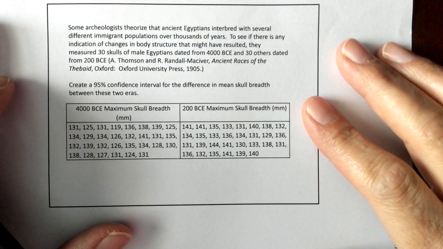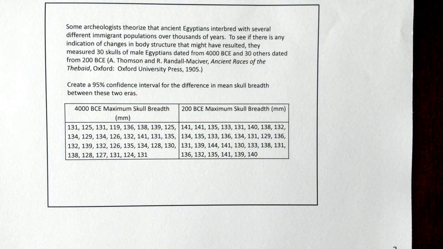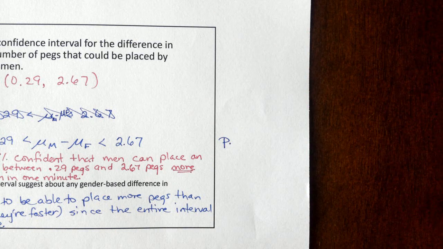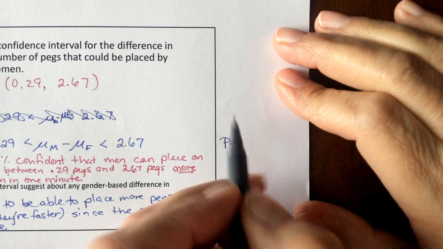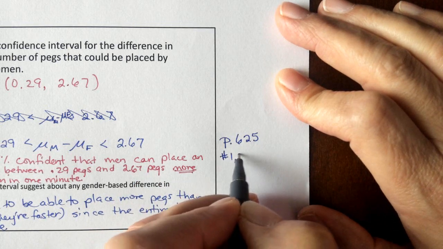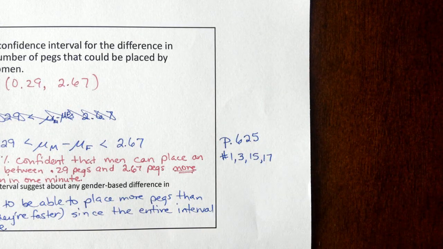Okay, and so that leaves us with one hypothesis test to run. So this is going to be the work that we start the next time. There isn't a homework assignment in your PowerPoint this time, so let me jot it down here on page. Now I'm going to have to change my screen. Page 625. We're going to do numbers 1, 3, 15, and 17 for homework. There will be a homework quiz over that on Schoology as usual.